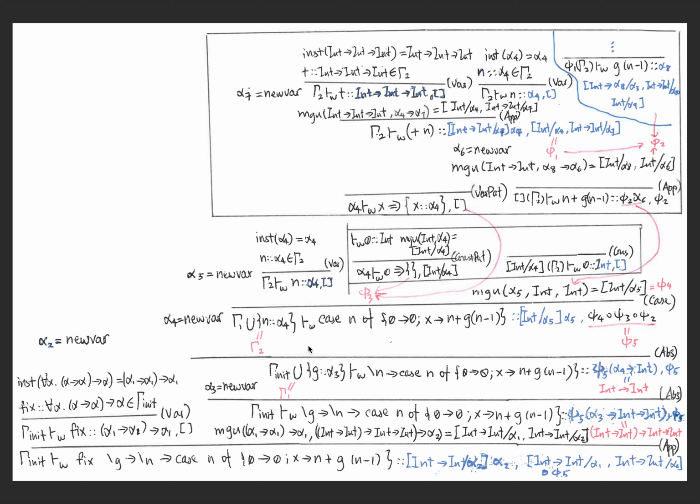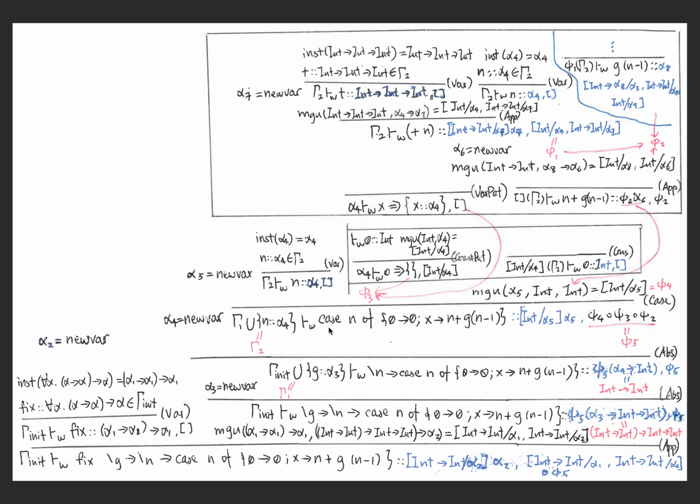Then we have to create one more unification variable, type variable called alpha4, and we're going to record in a type environment that the formal argument n would have the type alpha4, and let's call the extended type environment gamma2. And under this new type environment, we want to infer the type of the case expression, which is the body. They have some type, okay?